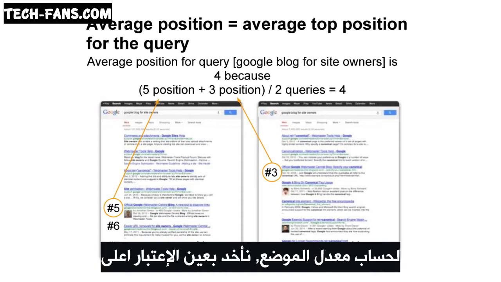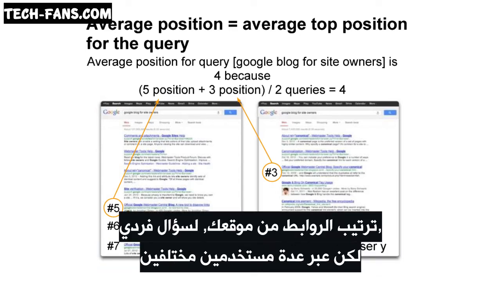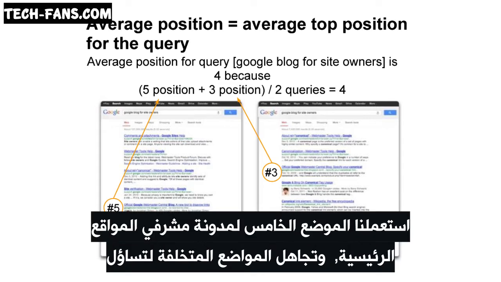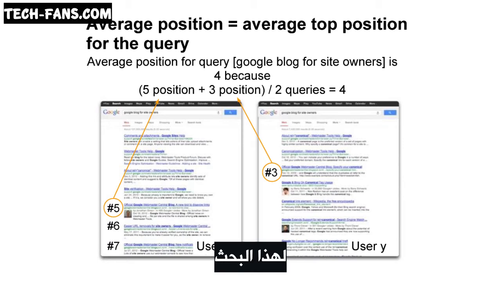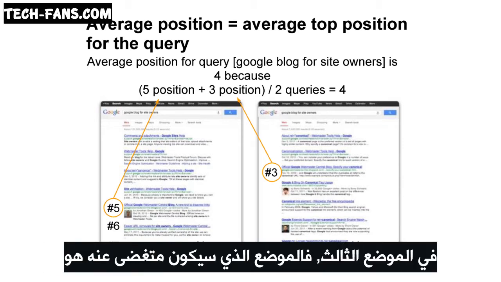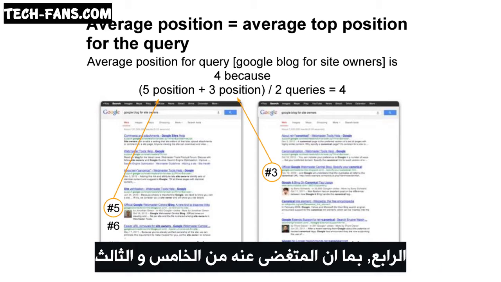To calculate average position, we take into account the top ranking URL from your site for a particular query, but often across different users. In the example of the query "Google blog for site owners," we'd use the position of number 5 for the Webmaster Central blog, and disregard the later positions for this search. If another user made the same query, but our top result was in the number 3 position, the average top position would be 4, since it's the average of 5 and 3.